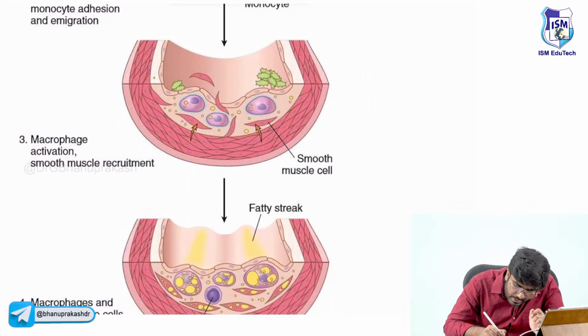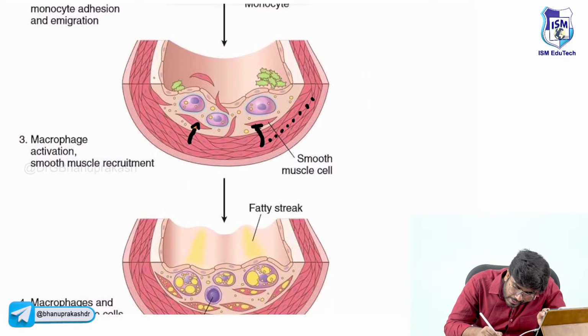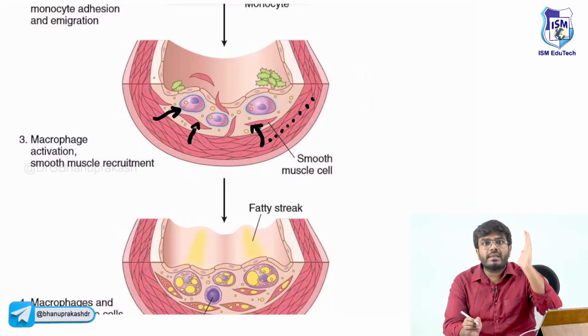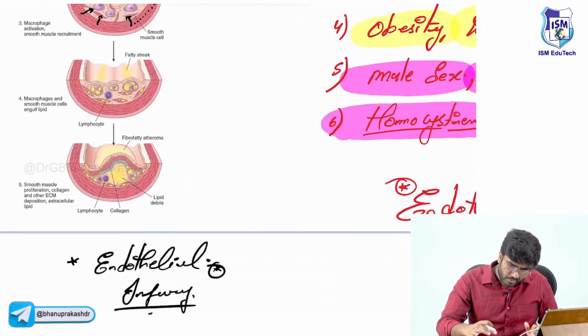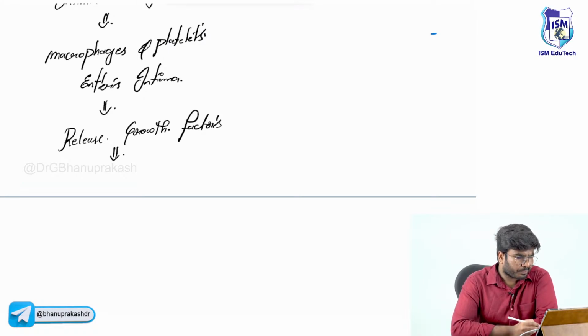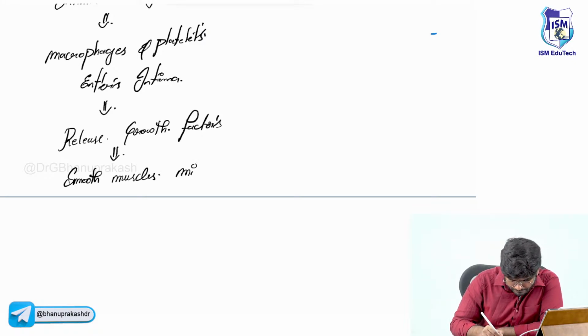Now because of these chemicals, are you able to appreciate the smooth muscles? Look, these are the smooth muscles, this is the tunica media, right? The smooth muscle cells will start to enter into the intima. Okay, now the smooth muscles are entering into the intimal layer. Now let's write that. Release of the growth factors, smooth muscles migrate into intima.